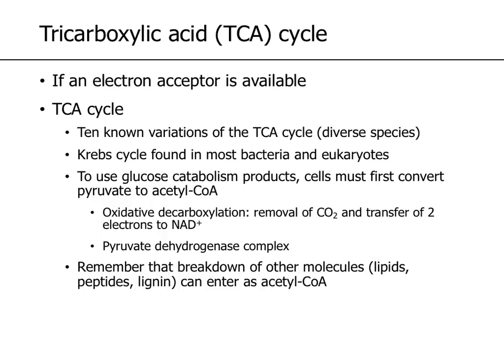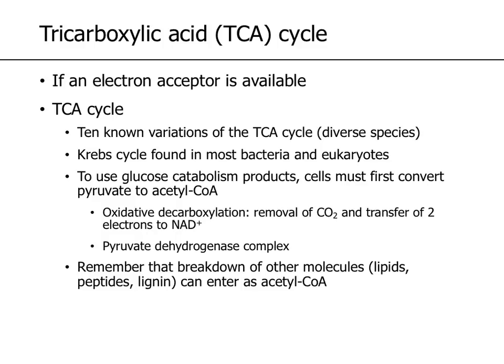So we ended at pyruvate, right? But what enters into the TCA cycle is actually acetyl-CoA. And so what needs to happen is an oxidative decarboxylation step, which removes one carbon. So it goes from a 3-carbon molecule to a 2-carbon molecule. This removal of the carbon also transfers 2 electrons to NAD+. A key enzyme in this process is called the pyruvate dehydrogenase complex, and this is what enables things to enter the TCA cycle.